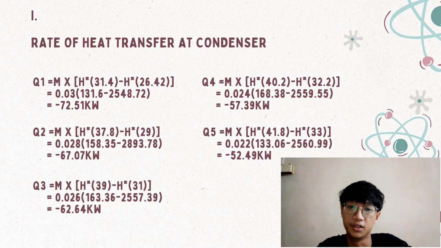Next is to calculate the rate of heat transfer at the condenser. The same formula Q = m ΔH is used to calculate the rate of heat transfer at the condenser. From the calculation, we know that Q1 equals negative 72.51 kW, Q2 equals negative 67.07 kW, Q3 equals negative 62.64 kW, Q4 equals negative 57.39 kW, and lastly Q5 equals negative 52.49 kW.